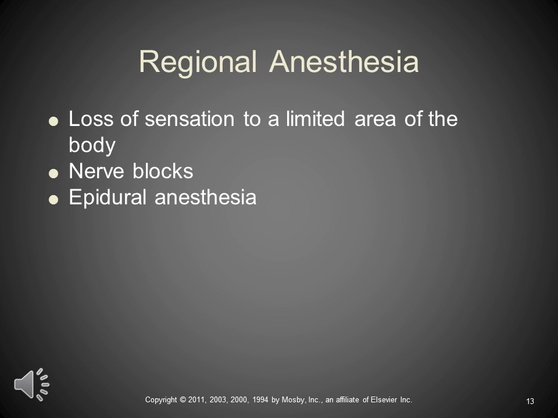Regional anesthesia is the loss of sensation to a limited area of the body, usually a lot larger than we would produce with a simple local. We often use nerve blocks, particularly in large animal medicine. In small animal medicine, an example would be epidural anesthesia that will produce a regional anesthetic effect.